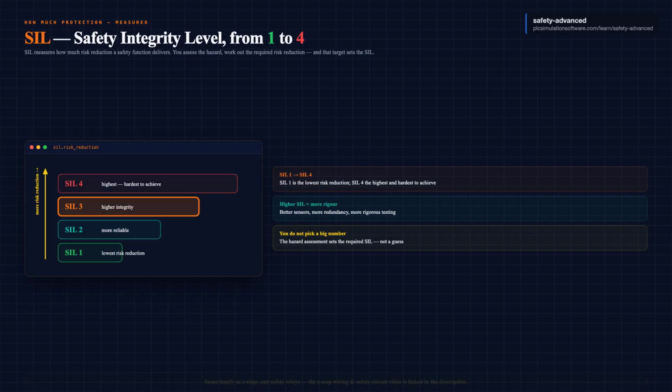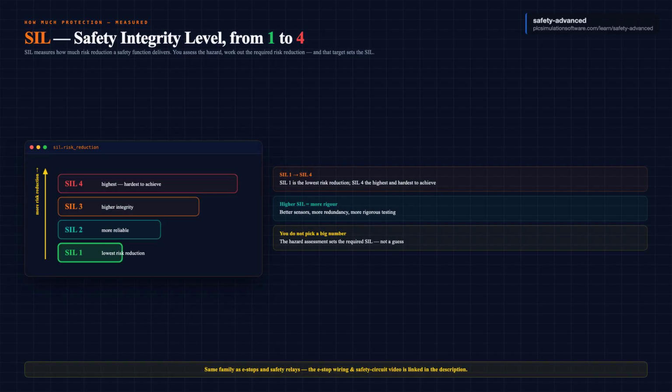That leads to the last idea, SIL. Safety integrity level. SIL is a measure of how much risk reduction a safety function gives you. It runs from SIL 1 up to SIL 4. SIL 1 is the lowest level of risk reduction. SIL 4 is the highest and the hardest to achieve. A higher SIL means a more reliable function, better sensors, more redundancy, more rigorous testing. You do not just pick a big number. You assess the hazard, work out how much risk reduction it needs, and that target sets the SIL.